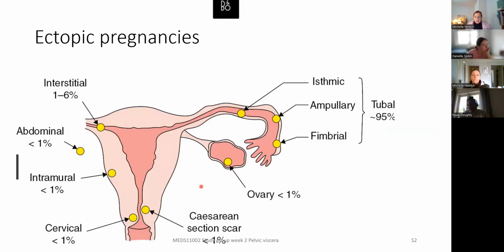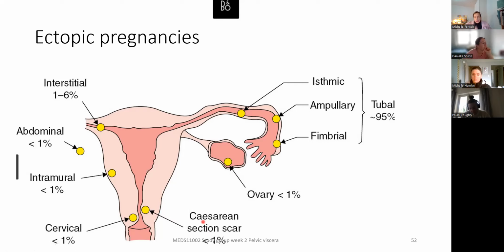I think we've covered most of this. These are just all the different positions where ectopic pregnancies can be located. As I said, the abdominal one's quite rare. The cervical one is quite rare. This interstitial or cornual is quite rare. The ovarian one is quite rare. Sometimes they can even implant into a cesarean section scar.